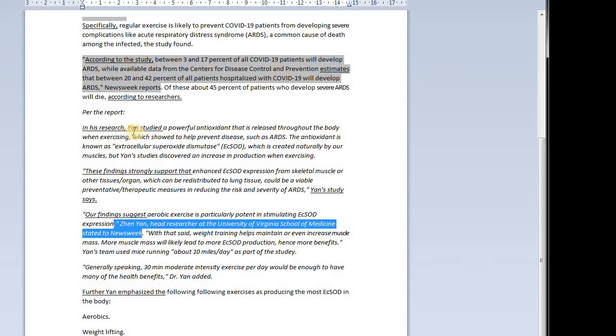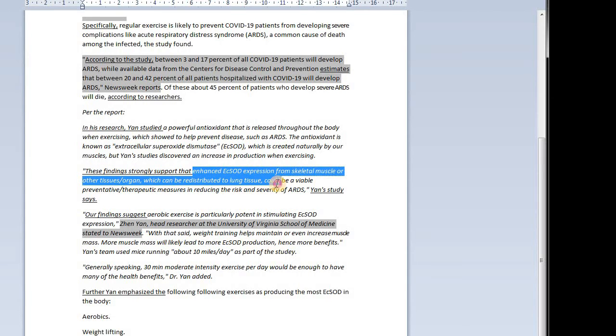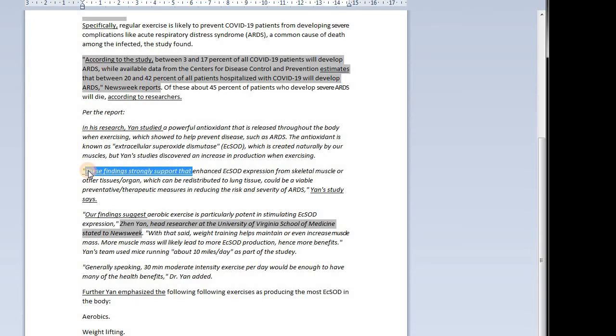In his research, Jan studied blah blah blah. So here we have in his research. This is a perfect phrase that you can use in your BA or MA paper when you mention somebody else's research and when you write about a topic. Another nice phrase: these findings strongly support that, and then the remaining part of the sentence. If you write about some study that you analyze, these kinds of sentences would also be perfect for you. These findings strongly support that.